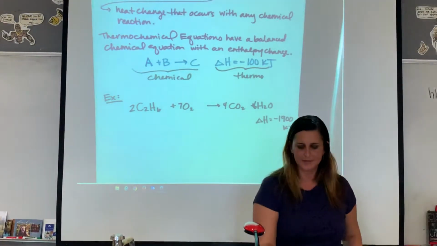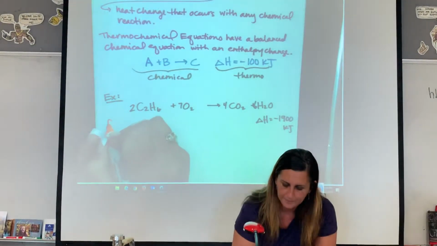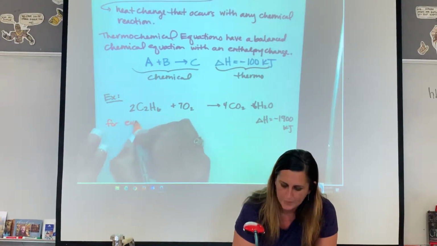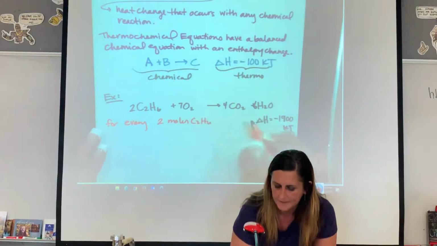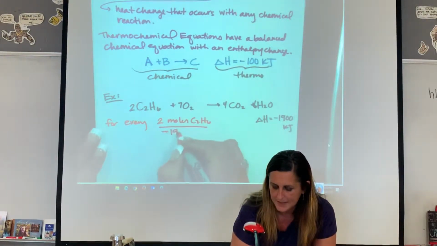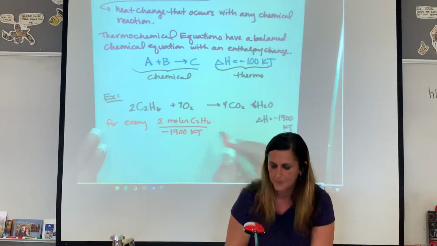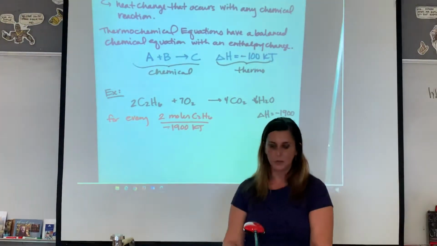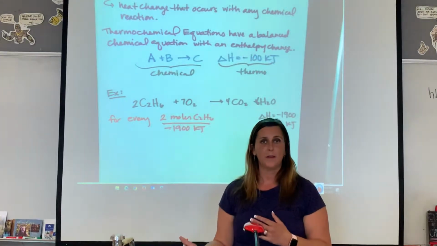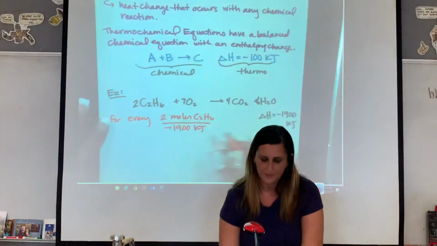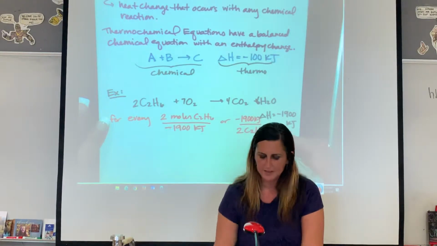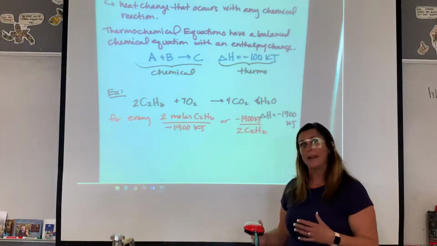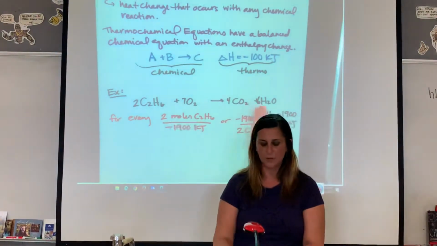Now what's interesting about this is that I could say for every 2 moles of C2H6, there were 1,900 kilojoules released. So this is an equivalence that we can use from the balanced chemical equation. I could also say for every 1,900 kilojoules released, there were 2 moles of C2H6 used. And I can do that for any of the reactants or the products.